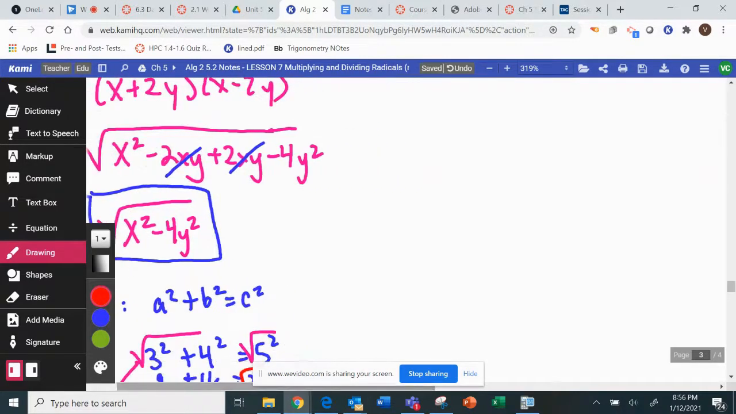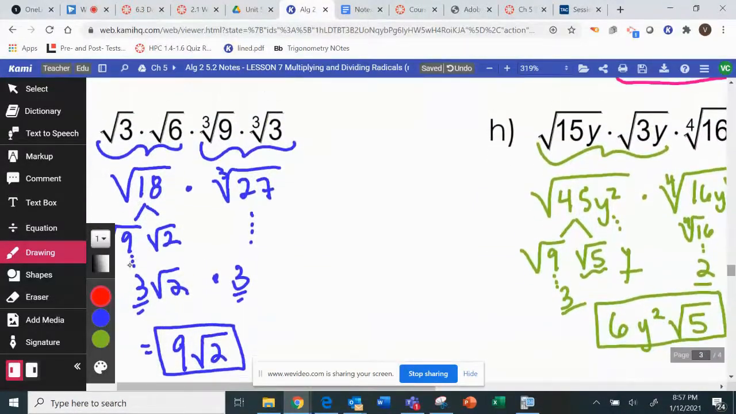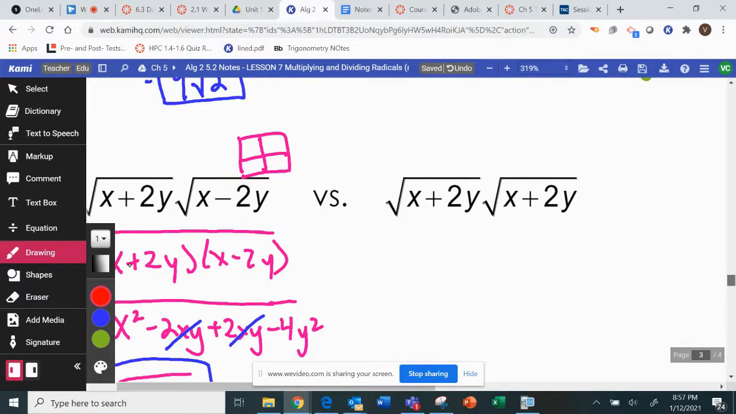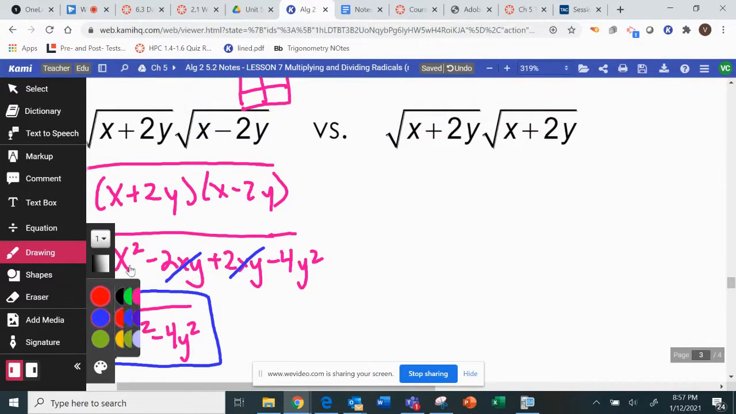All right, so that was versus this one here. Oh my gosh, I'm sorry, guys. It's zoomed in a little bit too far. My screen's going crazy. Okay, so compare that to this one here.